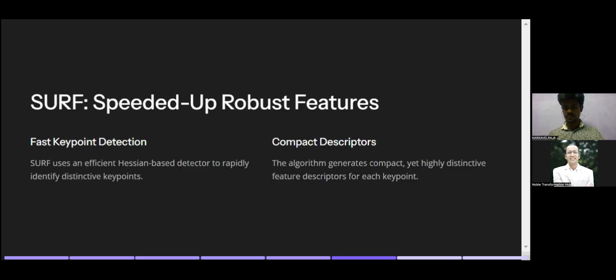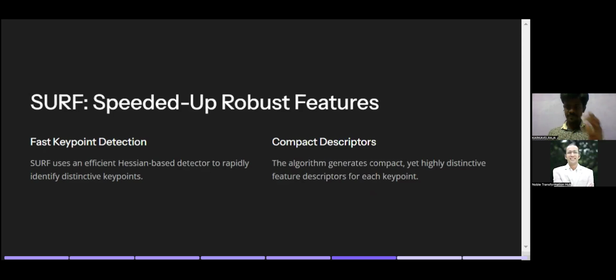Yeah, so SURF is Speeded Up Robust Features, again a technique. It is fast key point detection. SURF uses the efficient Hessian-based detector to rapidly identify distinctive key points. And compact descriptors: the algorithm generates compact yet highly distinctive feature descriptors for each key point.